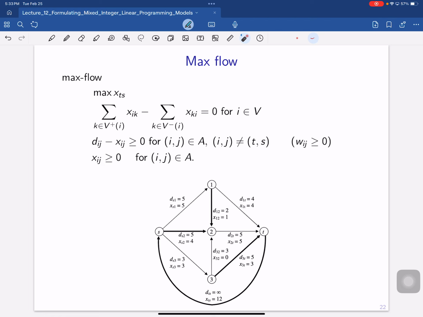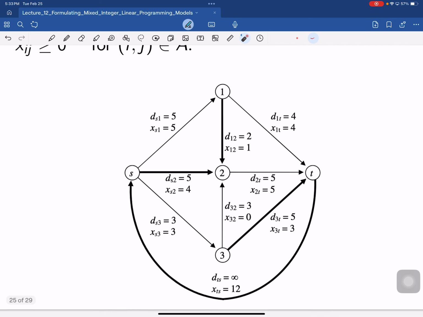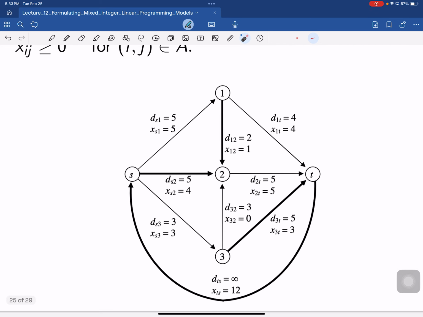Okay, so the max flow problem says you have a given graph, and you want to send some flows from the source node to the sink node. Now you have some directed edges. You can think about this as a one-way street. You can only send flows from S to 1. You cannot send it back. So you have some directed edges.